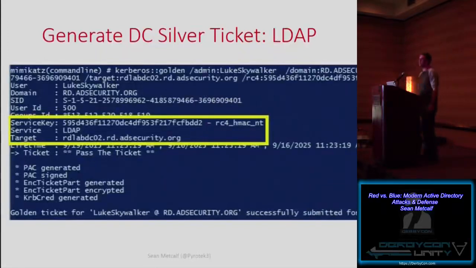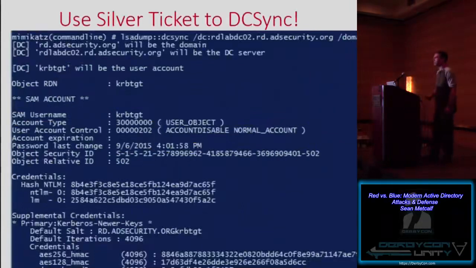Does anyone know why we might want to target LDAP? DC sync. If we create a silver ticket for a domain controller using the domain controller's password hash data and target the LDAP service, we can run Mimikatz DC sync against it. And we can pull the krbtgt account password hash. So that was pretty fun.